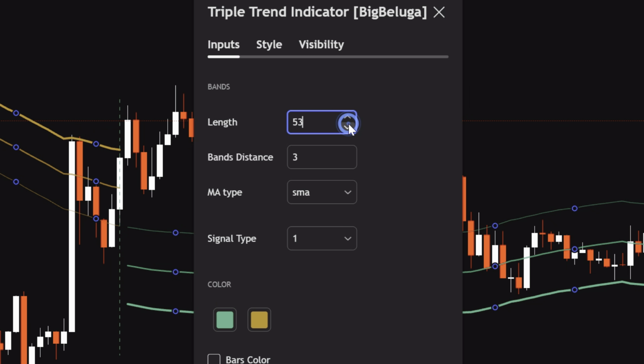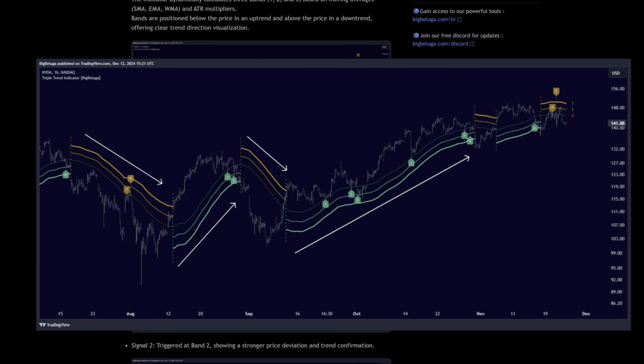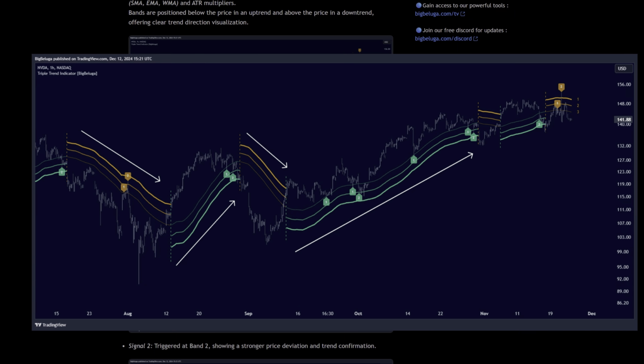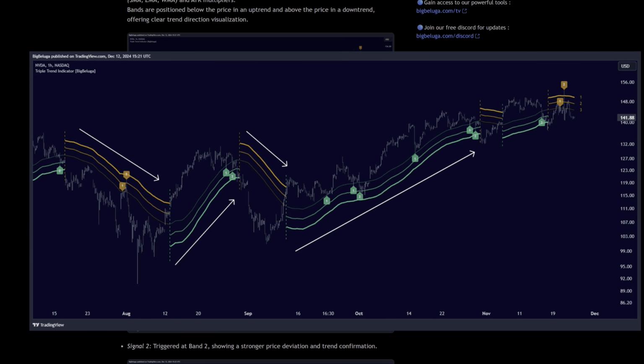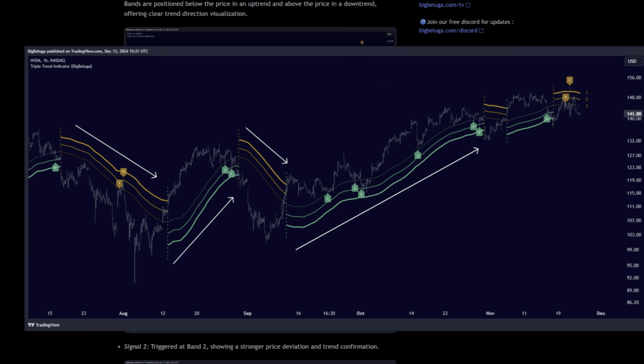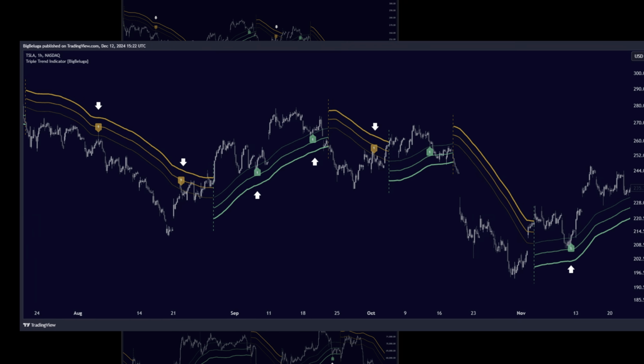The first step is understanding whether the market currently sits within a larger picture. That's where the triple trend indicator becomes useful. The three color lines help us identify the dominant directional bias. When price is positioned above the triple trend structure and the indicator remains bullish, we consider the market to be in an uptrend. When price is positioned below the structure and the indicator remains bearish, we consider the market to be in a downtrend.